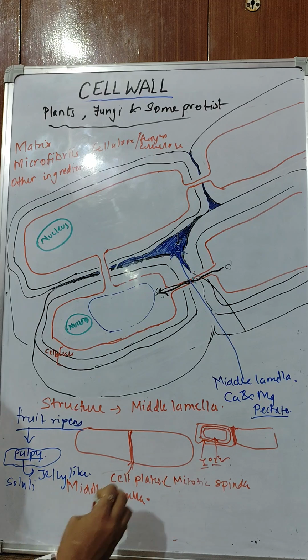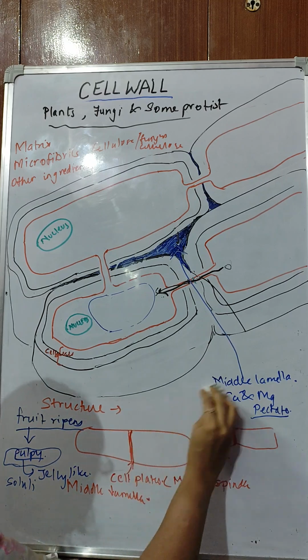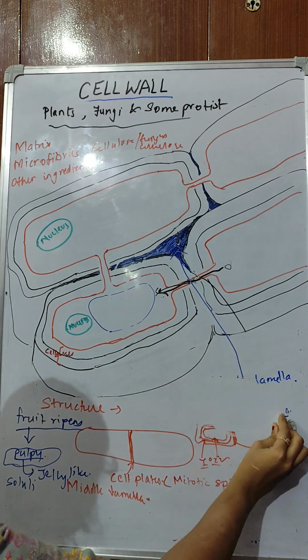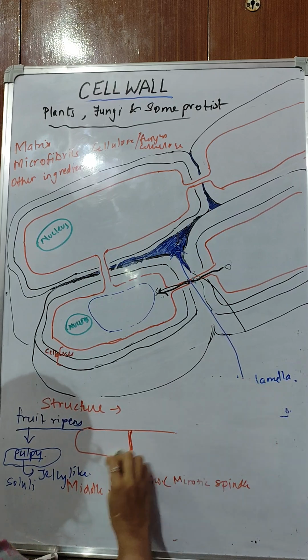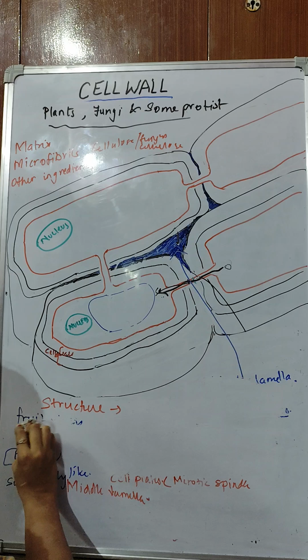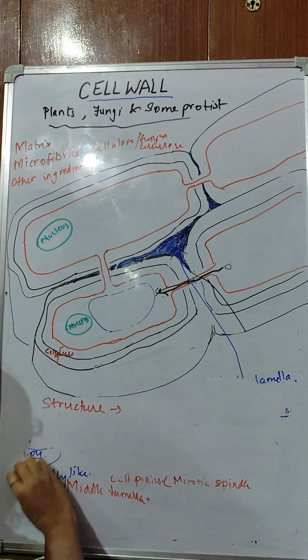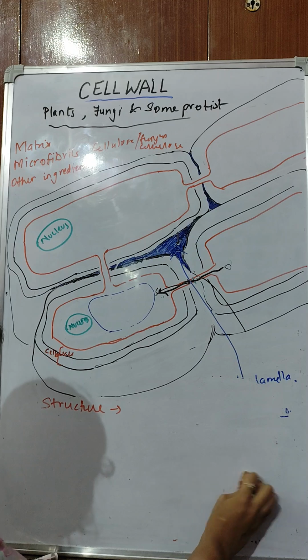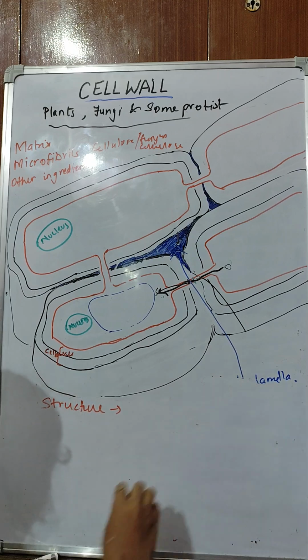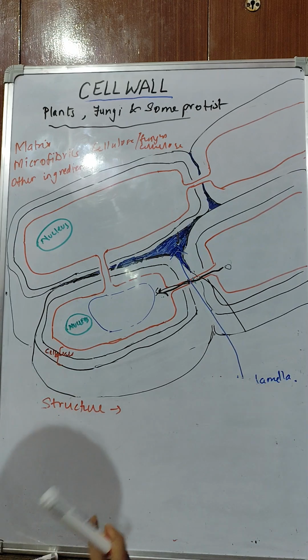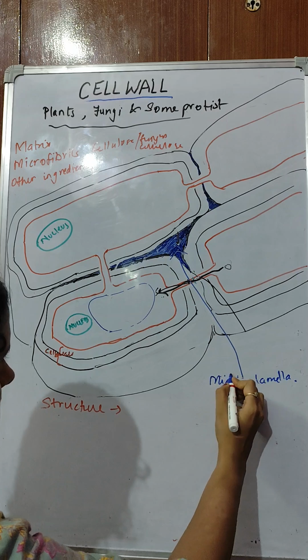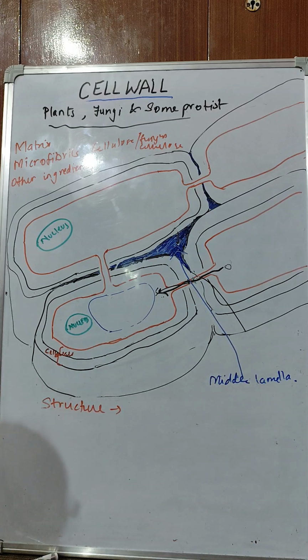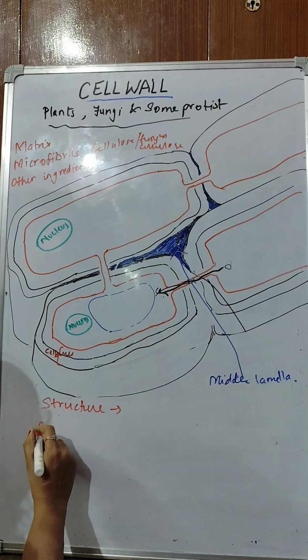Next, let's see the primary cell wall. What is the primary cell wall? It is formed inner to the middle lamella. That is your primary cell wall.